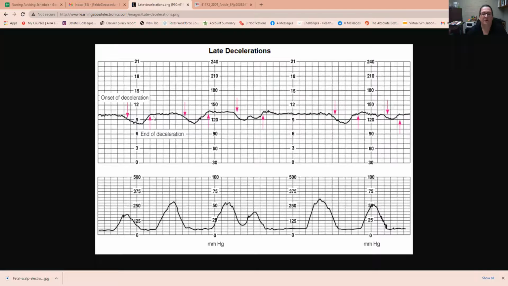So let's look at the next one. Okay, we have a fetal heart rate baseline 130. We have minimal variability, and we have recurrent late decels. So late decels with moderate variability are category 2, but it doesn't say that minimal variability is category 3. So we're going to go with category 2 and watch this really close.